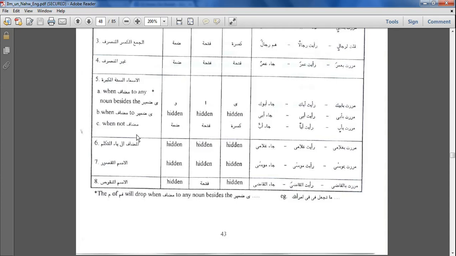When it's not mudaf, then it becomes just like a regular noun. Dhamma, fatha, kasra. Ja'a abun, ra'aytu aban, marartu bi abin. Just like al-ismu sahih, al-mufrad that we discussed, which was number one. So abun, aban, abin: a father came, I saw a father, I passed by a father.